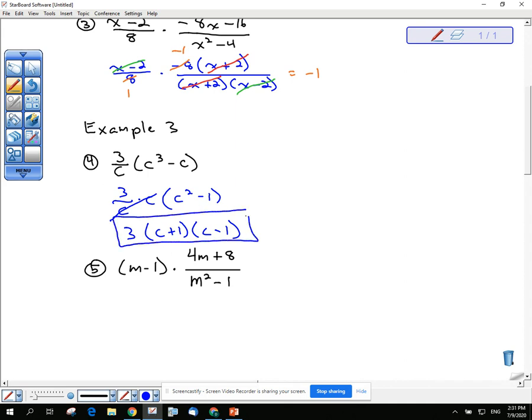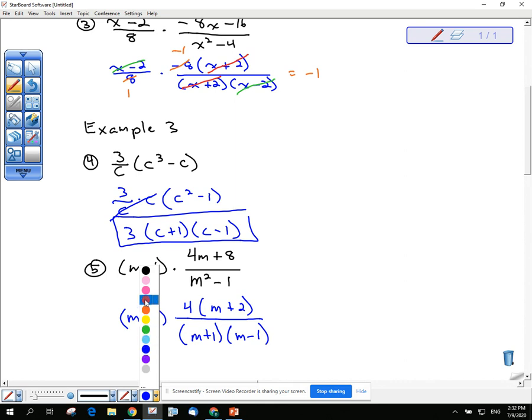Okay, so that's that. Something similar but yet different here in the fifth example. That's factorable. You can also take a 4 out of the numerator here. This is a difference of squares again. I told you that was going to come up again and again, and it is 4 times m plus 2, and this would be m plus 1 times m minus 1. And the m minus 1s will cancel.